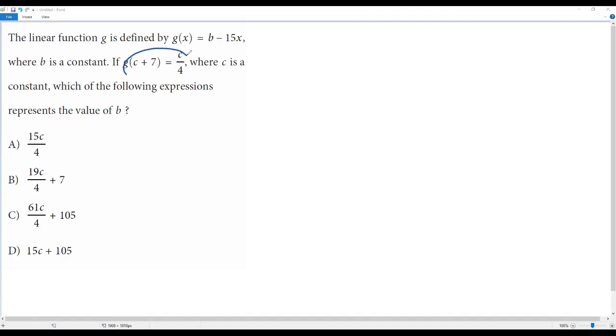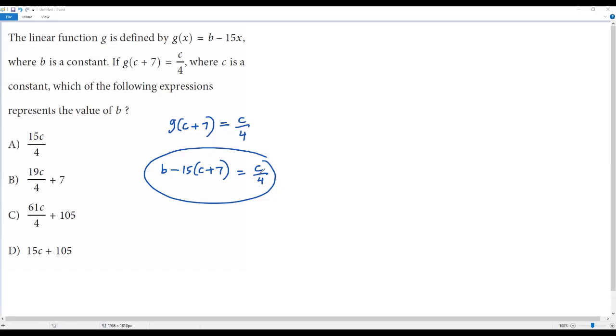Okay, now let me take the second equation we have over here. There is g of c plus 7 equals c over 4. And in the first equation, this is the expression we have for g of x. Now to get the expression for g of c plus 7, we have to plug in this c plus 7 for x over here. Then I'm getting b minus 15 times c plus 7 equals c over 4.